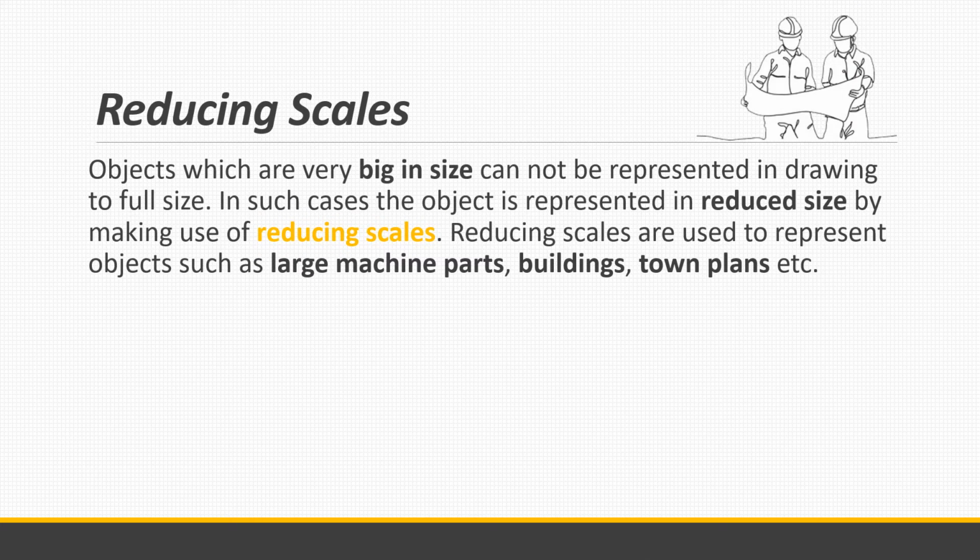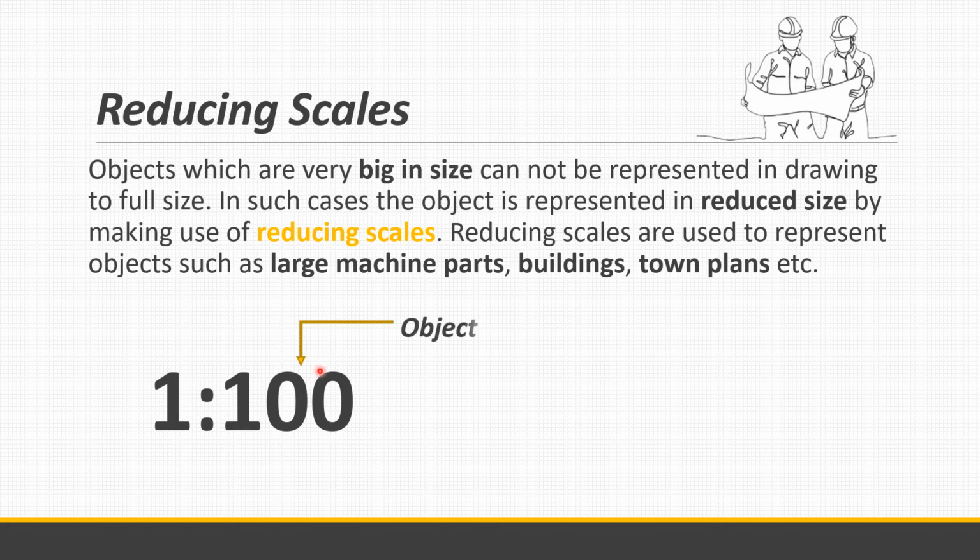There are objects that are very big in size, so they cannot be represented in a drawing at full size. In such cases, the object is represented in a reduced size by making use of reducing scales. Reducing scales are used to represent objects such as large machine parts, building plans, and town plans. An example of a reducing scale is 1:100. So the right side, yung 100, is the actual dimension or actual measurement ng object na nire-represent ng drawing, where yung 1 naman, sa left side, is the dimension doon sa drawing.